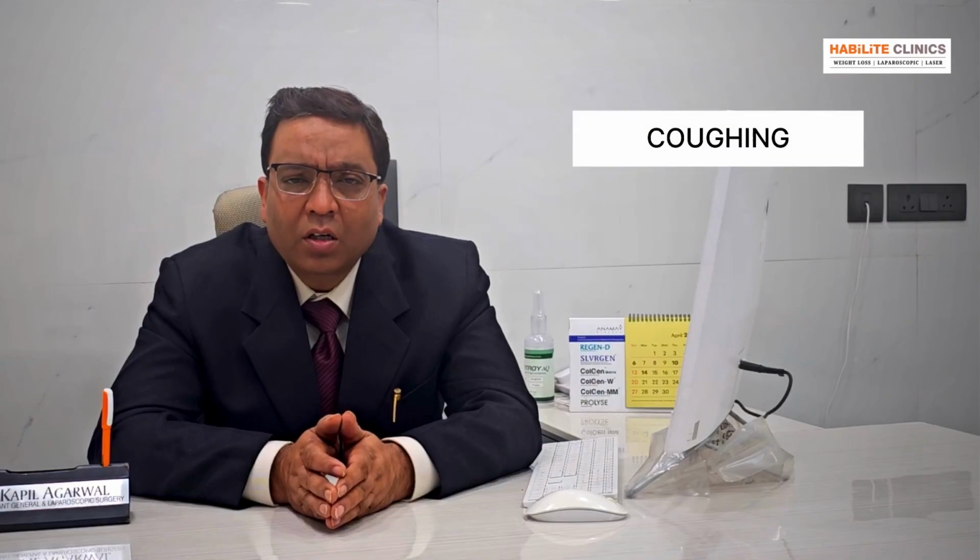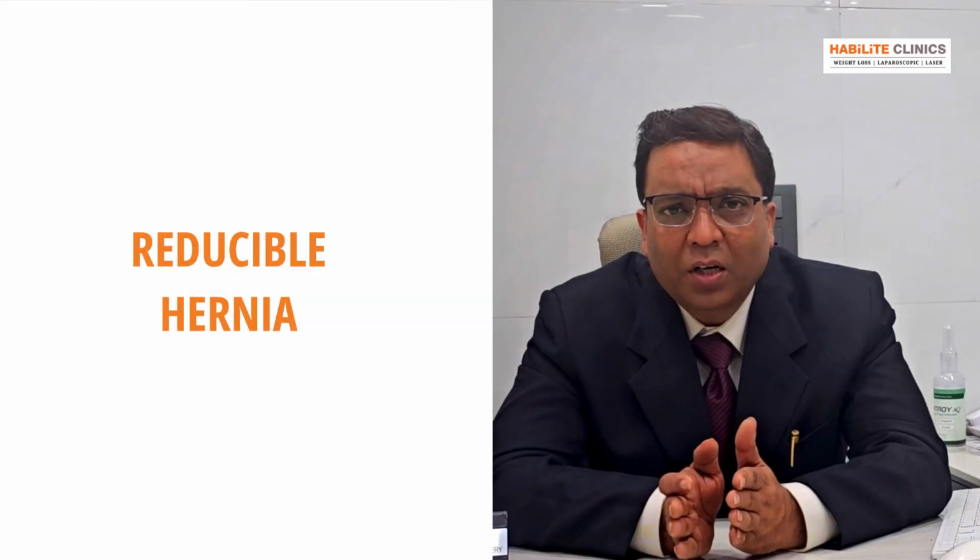Now, initially, this bulge is reducible. It means that whenever we put strain on our abdominal muscles, like while coughing, standing, or while passing stools, this bulge will become more prominent, and when we relax our muscles or when we lie down, this bulge will disappear on its own, and this condition is known as reducible hernia. Now, if we don't get the treatment in time, the intestines or the omentum start getting stuck in this tear or gap, and it becomes a permanent bulge. It means that our intestines or the omentum are permanently stuck.